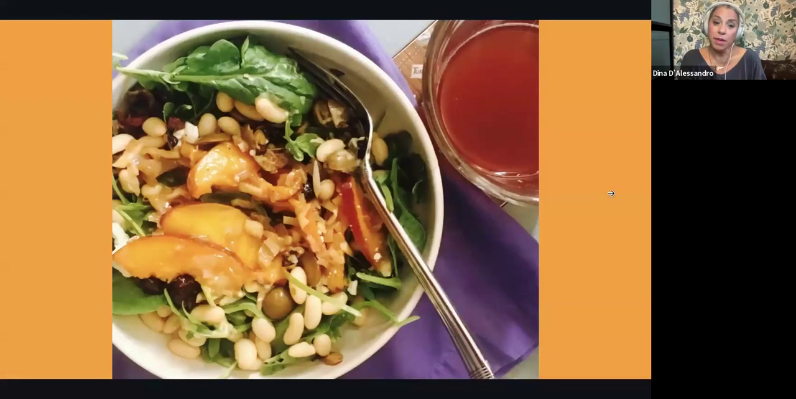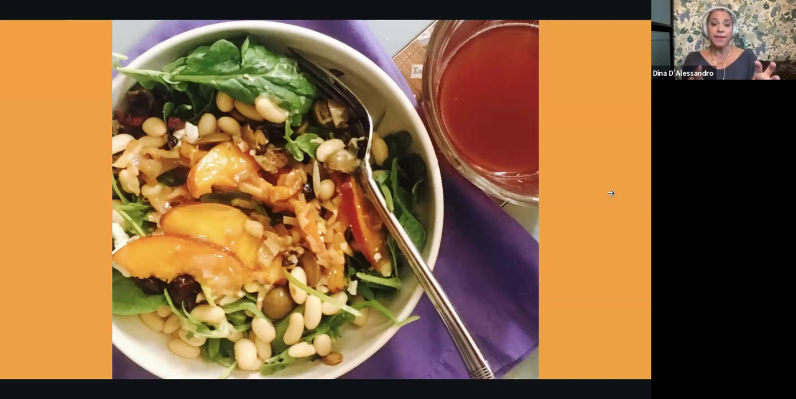This is another one of my meals. This is a mixed green salad with some sliced up peaches, and I have some white cannellini beans. What else do I have? I have olives in there. I think there's probably some nuts in the back there somewhere, but I could be mistaken.